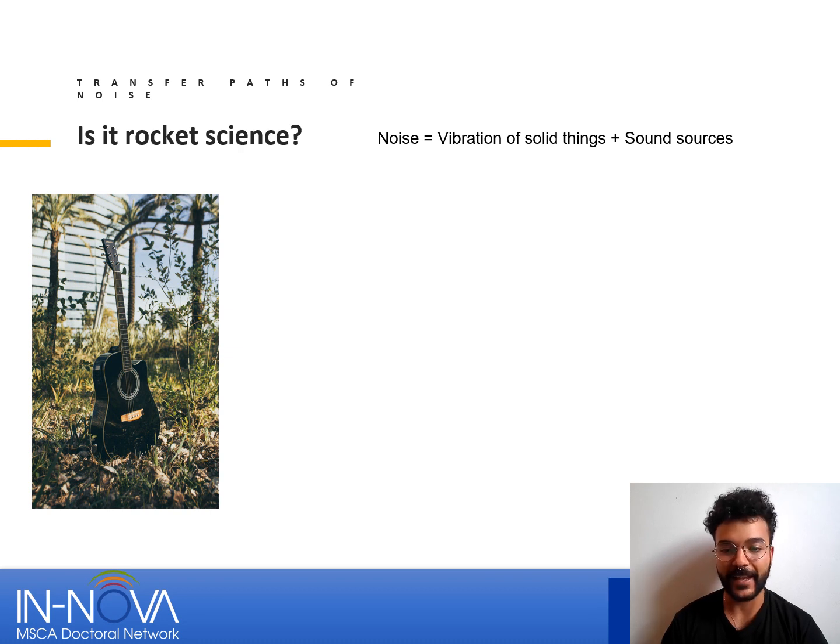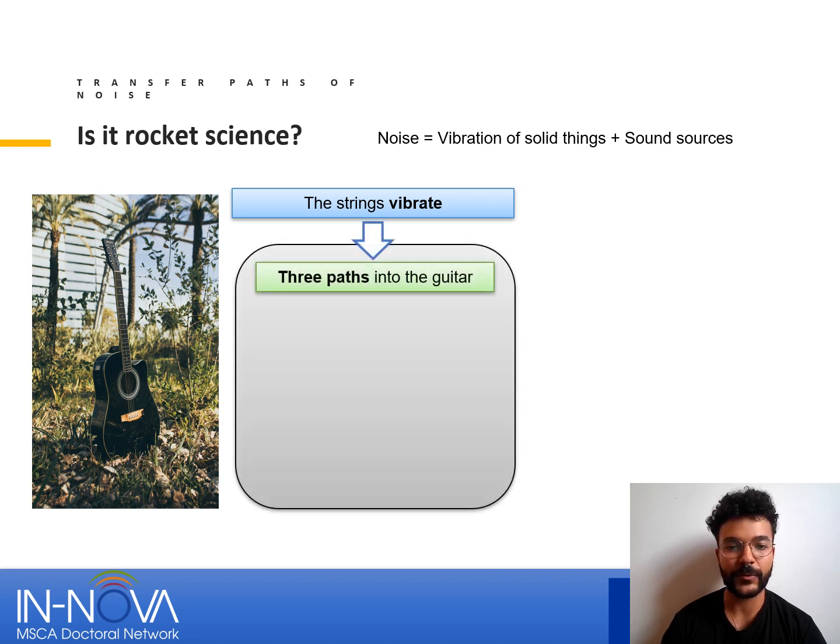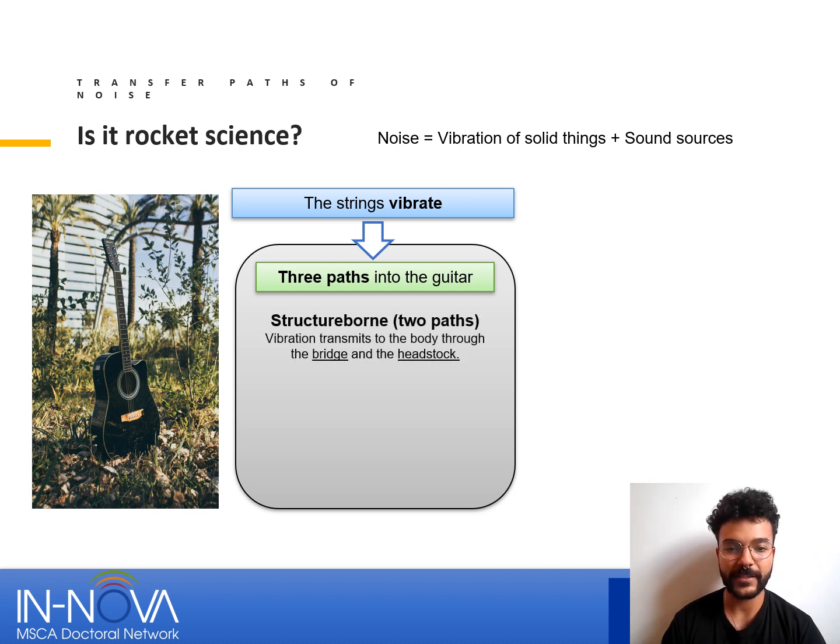Consider, for example, a guitar. What happens with the guitar? When we play the guitar, first of all, we play the strings. The strings vibrate. The vibration of these strings transfers into the guitar. And there are three paths that go to the guitar. First, a structure-borne path, which is divided in two subpaths.